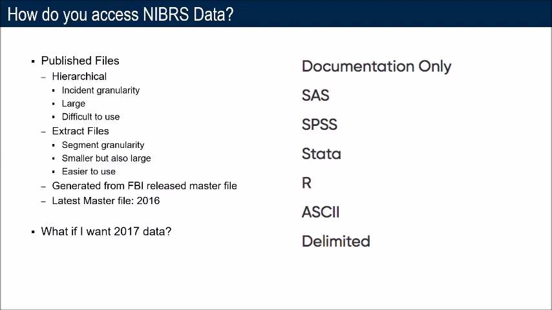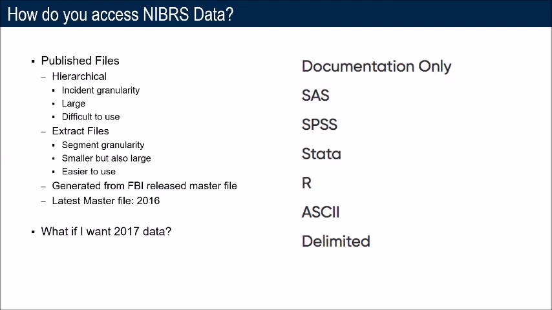And it's published in two different ways. One is the hierarchical file, and this is effectively just a straight spit out of the incidents. Problem is it's really large and it's really difficult to use. You're dealing with a lot of relationships in one giant flat file.